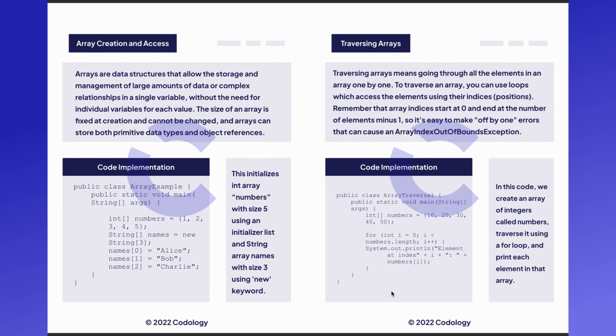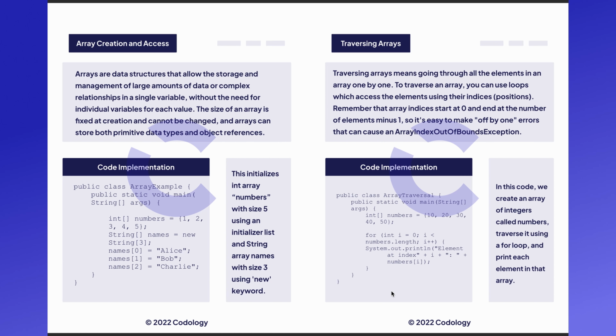So arrays are data structures that allow for the storage and management of large amounts of data or complex relationships in a single variable without the need for individual variables for each value. These are the most basic and the most important data structures in Java and are one of the easiest ones to understand. Arrays are fixed at creation, so the size cannot be changed after you create it, and arrays can also store both primitive data types and object references.